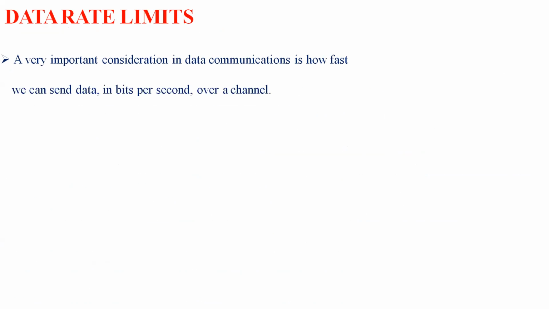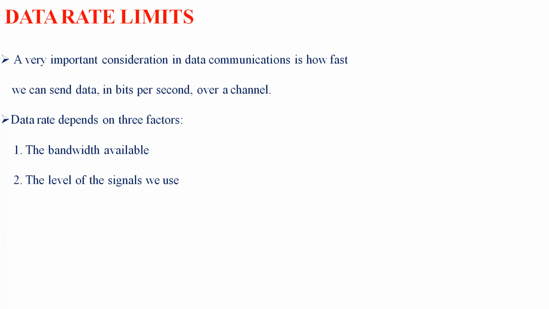Next we have a concept called data rate limit. It is a very important consideration in data communication. It is how fast we can send data in bits per second. The data rate depends on three main factors: the available bandwidth, the levels of signals we use, and the quality of the channel, which is also called the level of noise.